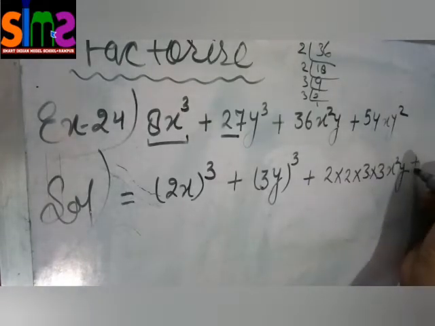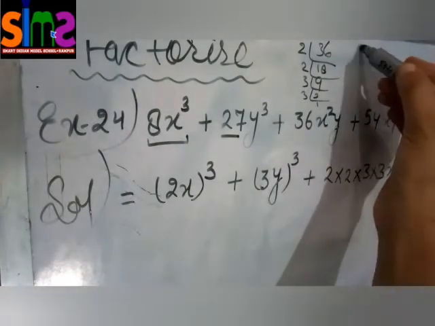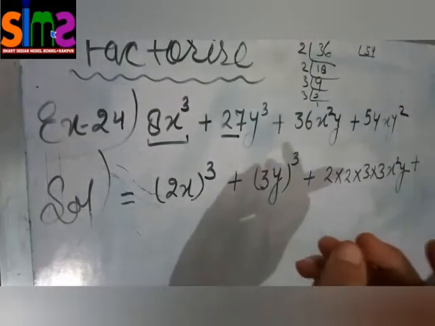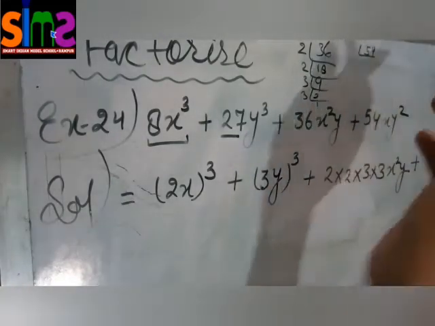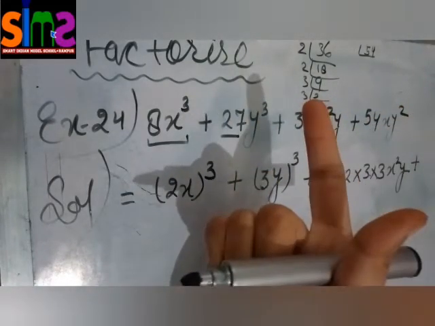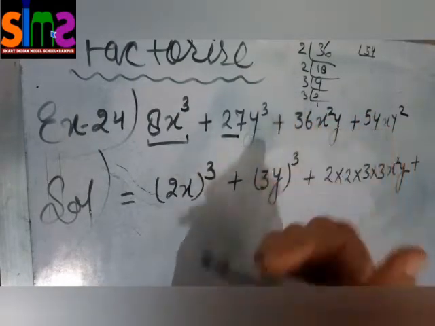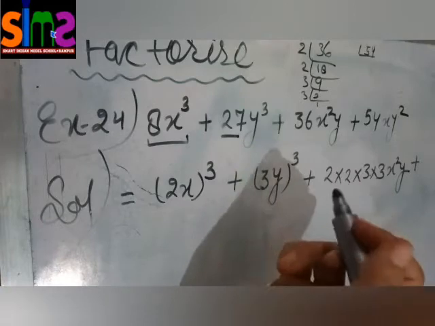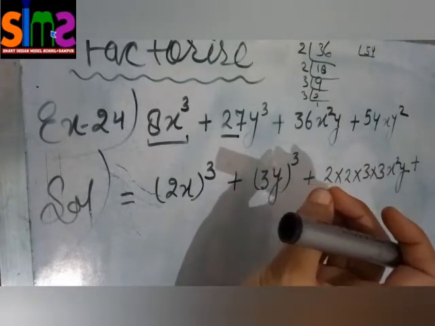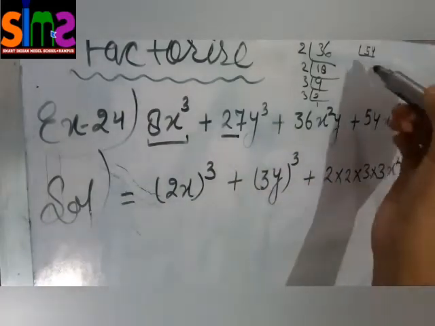Plus 54xy square. So what will be the factors of 54? Here is 54. You have 10 seconds to find out the factorized form of 54. Your time starts now. 1, 2, 3, 4, 5, 6, 7, 8, 9, 9.5. Now 10. Your time is over.